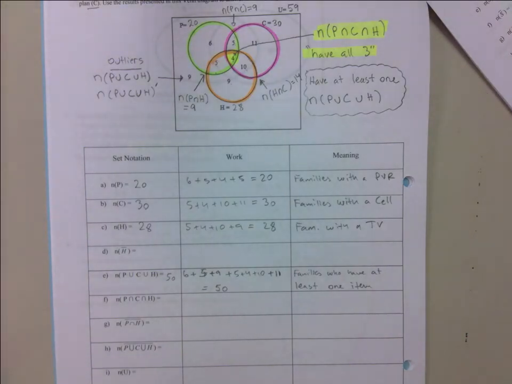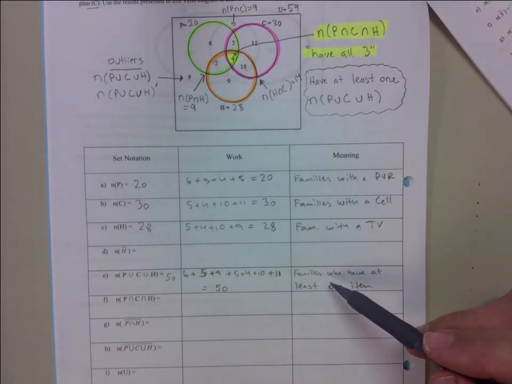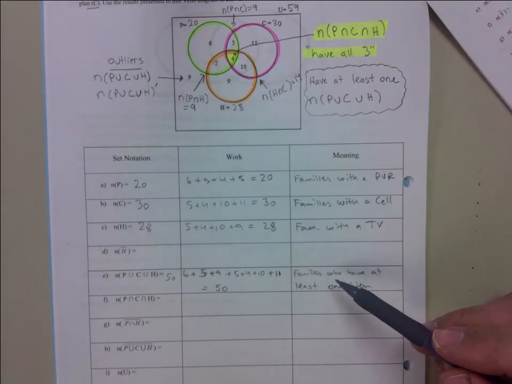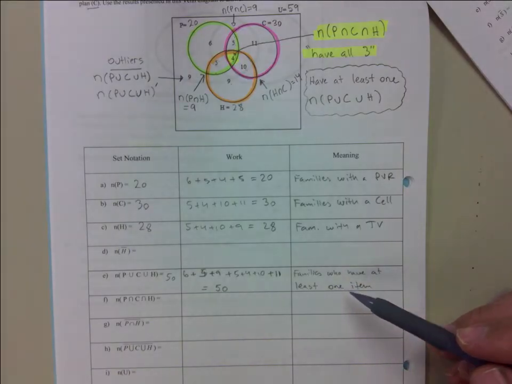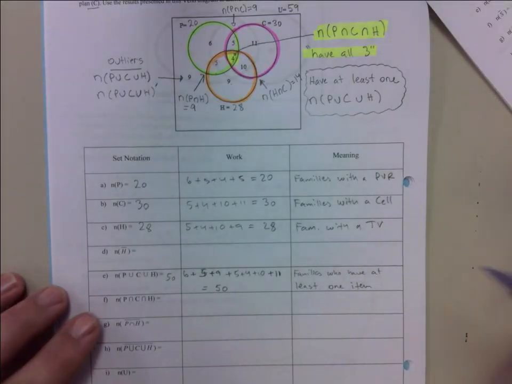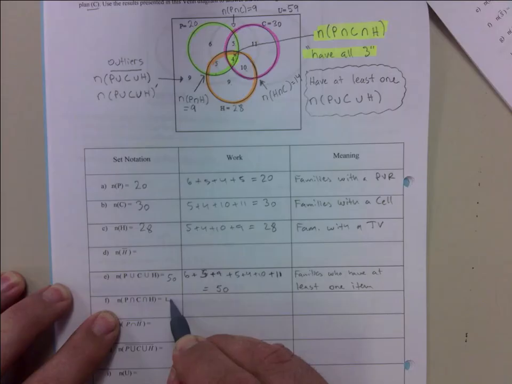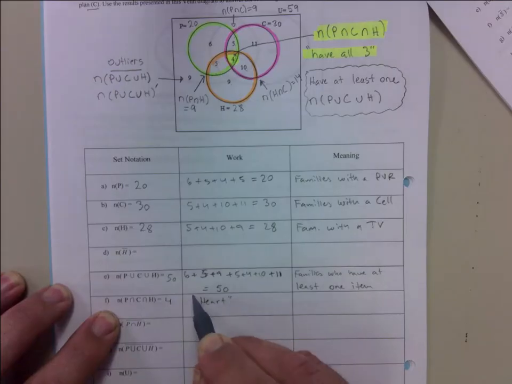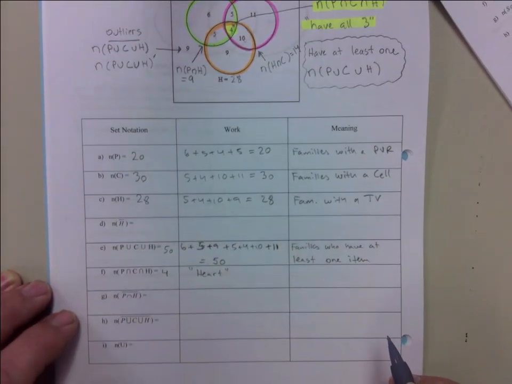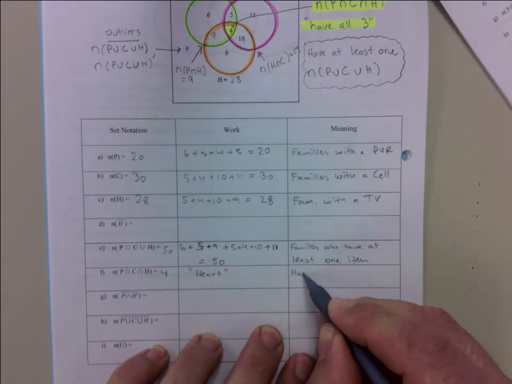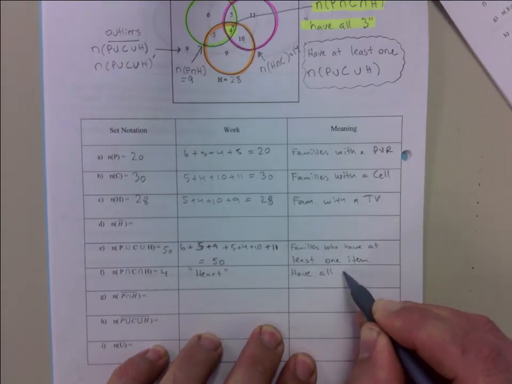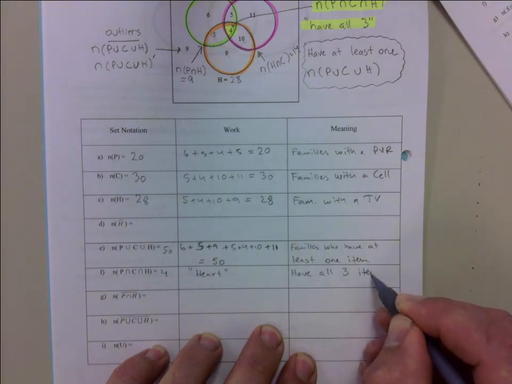And think about it, right? If you don't have at least one of the 3, you are in the outliers camp, right? You need to have at least one. So you either have at least a PVR, you could have a TV as well, or you can have all 3, but at least one, okay? And the 4, there's no work here. It's the heart, okay? The heart of the operation. Have all 3 items.